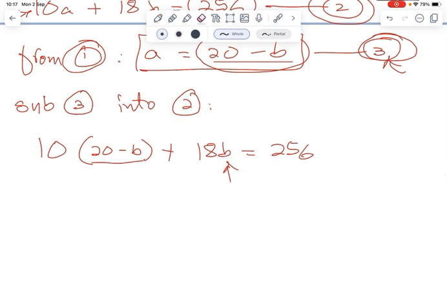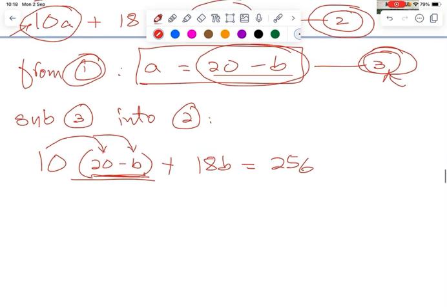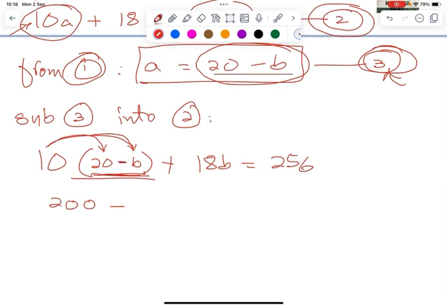So your next step is to open up the bracket, right? Imagine, 10A means 10 times A, right? So A is 20 minus B. So it means 10 times 20 and also 10 times B. It's just like a rainbow there, right? So 10 times 20 gives you 200 minus 10 times B gives you negative 10B, because of the negative here. And of course, plus 18B here equal to 256.